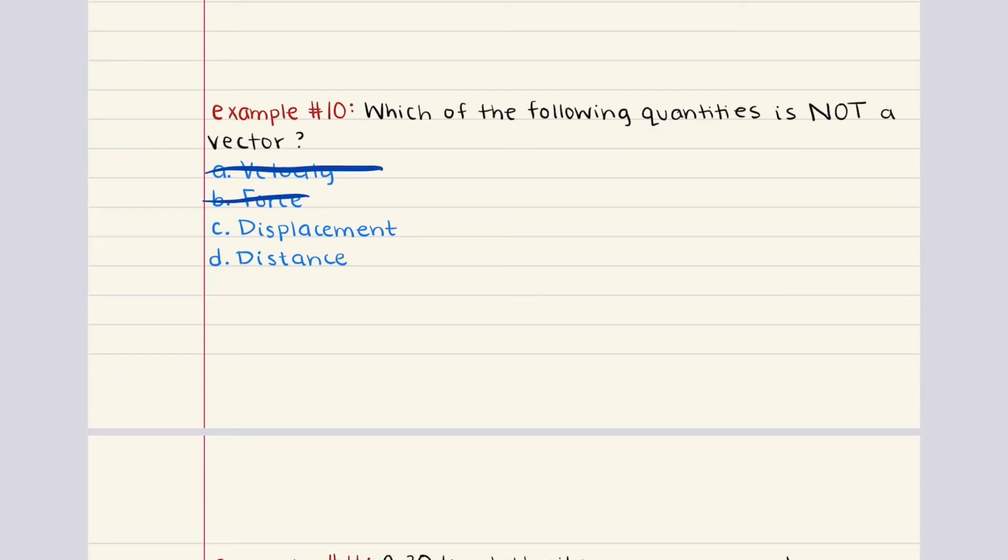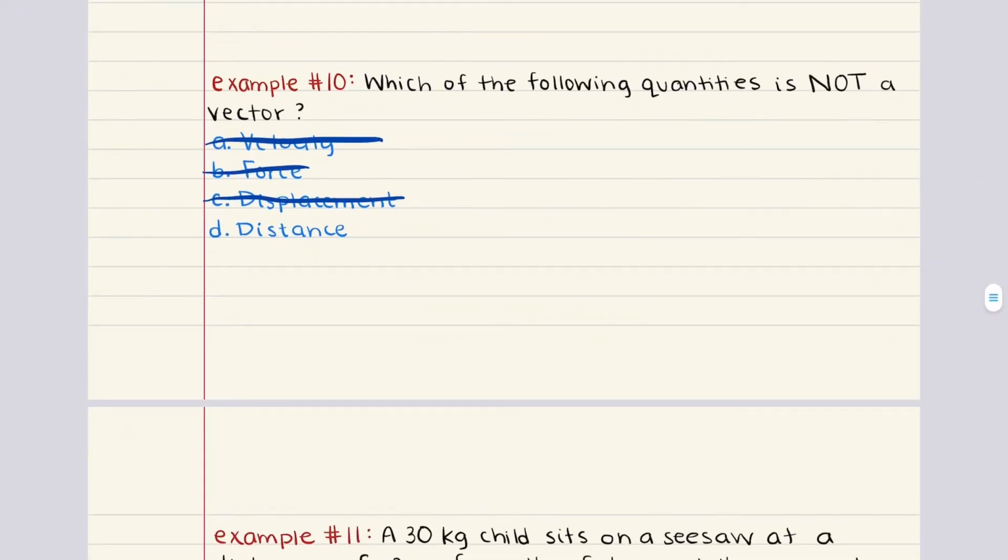C says displacement. Displacement is also a vector because it describes the shortest path between two specific points in a specific direction. So we'll eliminate answer choice C as well. Answer choice D says distance. Distance is a scalar quantity because it only measures how much ground an object has covered without considering direction. So it represents the total path length traveled. So given this analysis, distance, option D, is going to be the quantity that is not a vector. So the correct answer for question 10 is D.